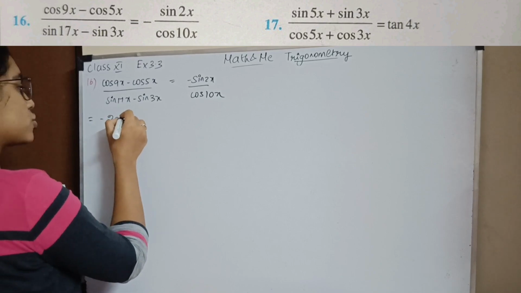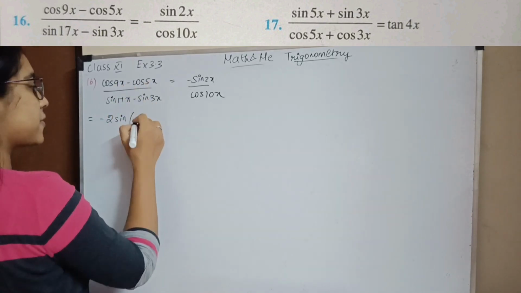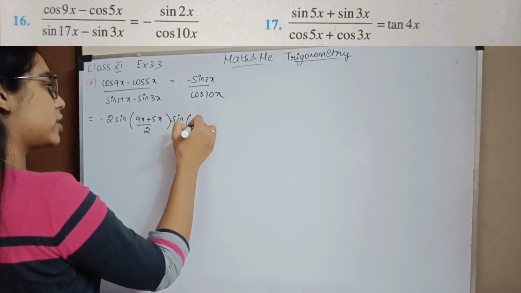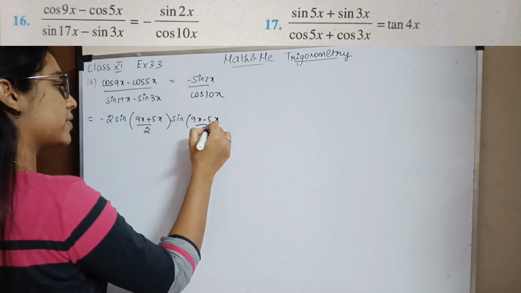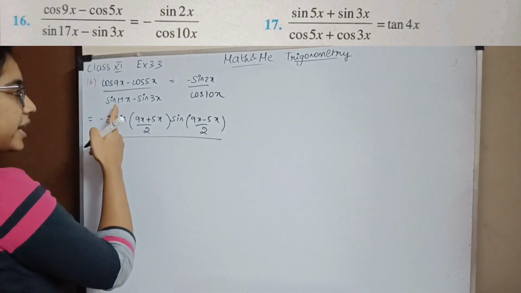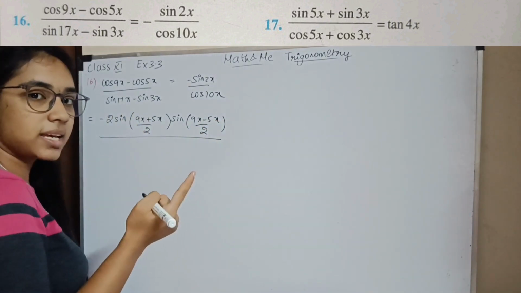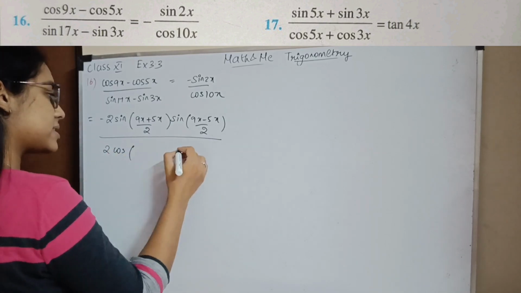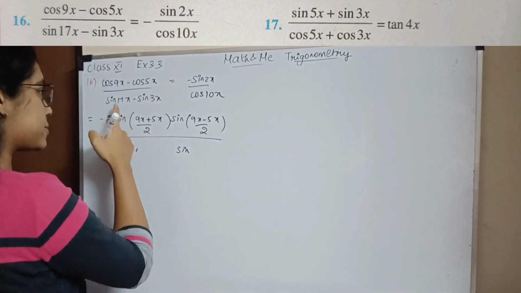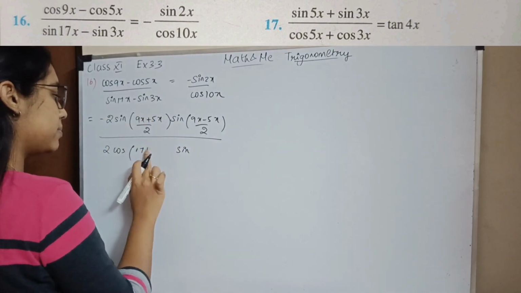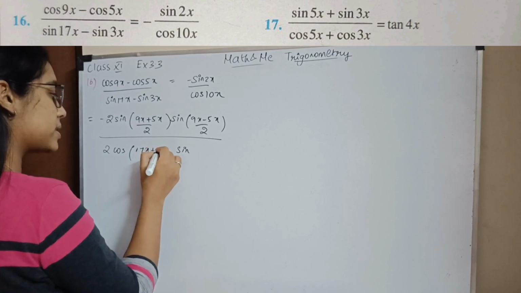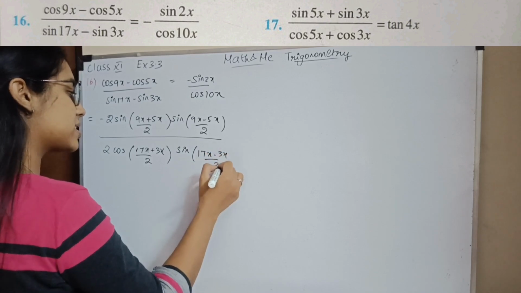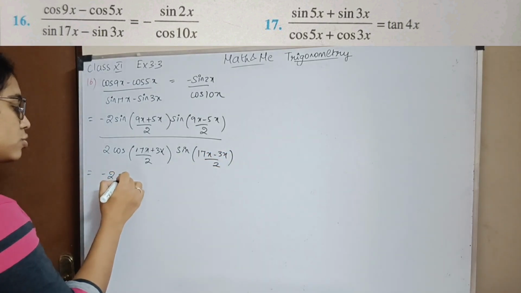Correct? So it will be minus 2 sin, A is 9x, B is 5x. So I will have (9x plus 5x) by 2 times sin of (9x minus 5x) divided by 2. The whole divided by, I have sin A minus sin B. Sin A minus sin B, it will be 2 cos sin, not 2 sin cos. So, 2 cos sin. So, I will have (A plus B), which is (17x plus 3x) by 2 times sin of (17x minus 3x) divided by 2. Now don't forget the minus 2.